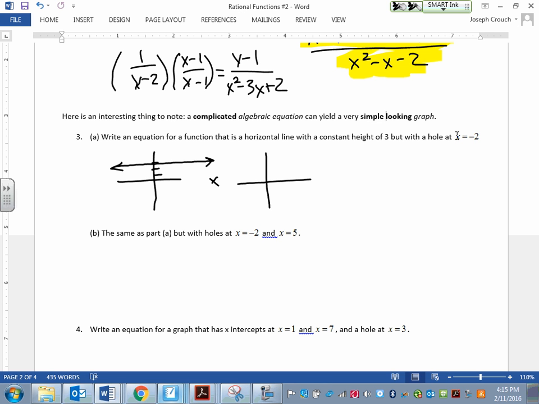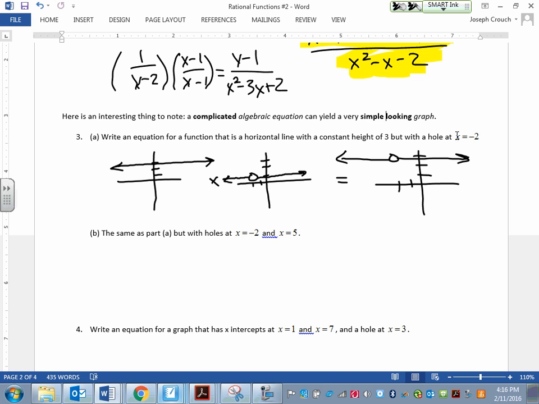And now when I multiply this, I don't want to change anything about it. I just want to add a hole. So I want to multiply it by 1 almost everywhere, except here at negative 2, where I want it to be undefined. So if I multiply these two graphs together, I should get a line with a height of 3 and a hole at negative 2.